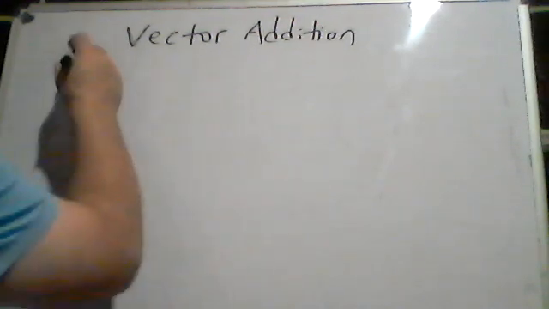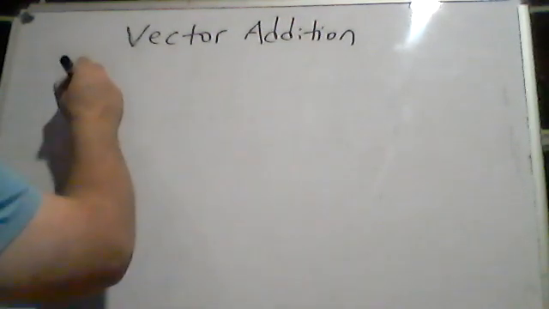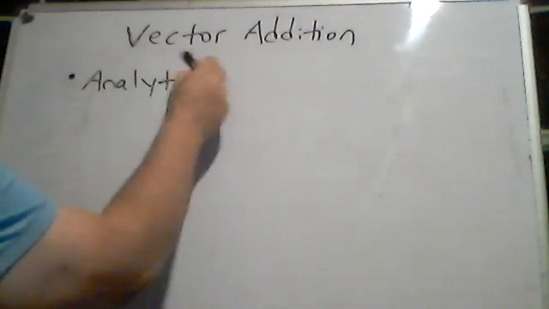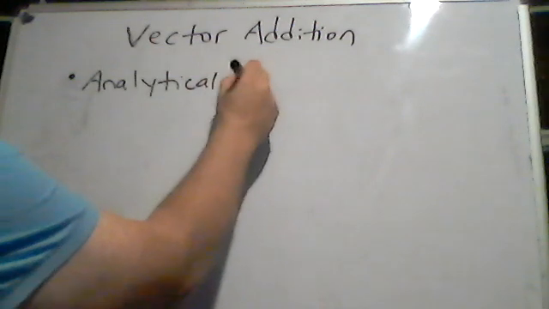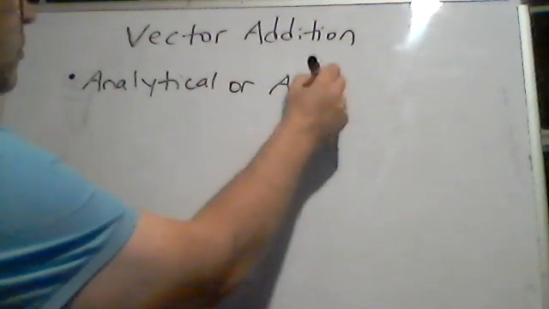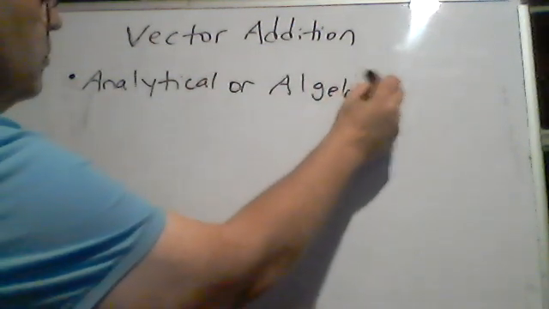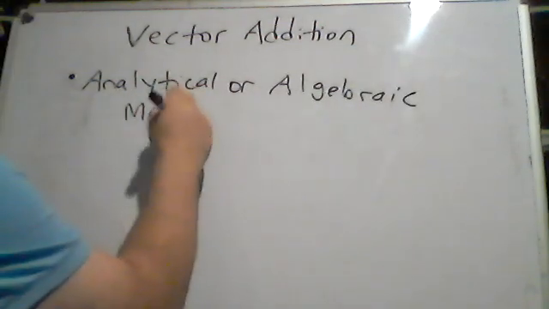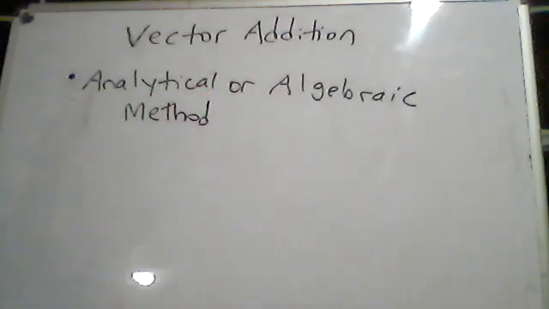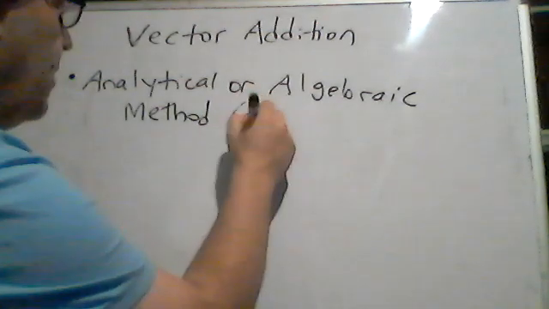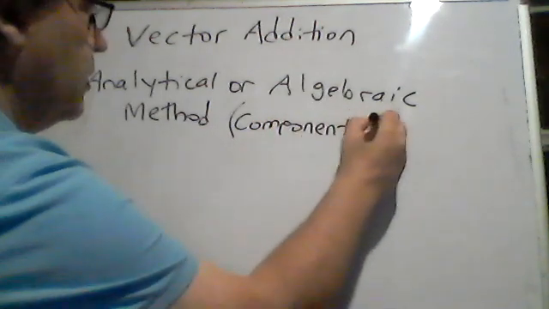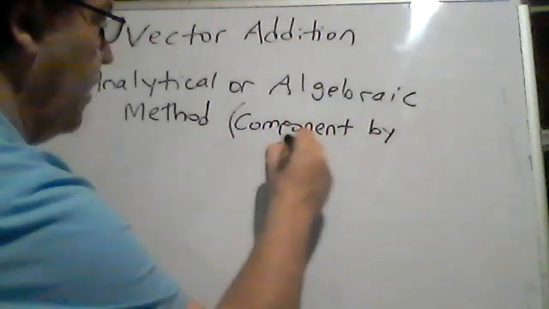The usual way that we do in class would be what we call the analytical or algebraic method. And again, if you look at the last video, that is a method of adding component by component. This is the usual way that people add vectors.